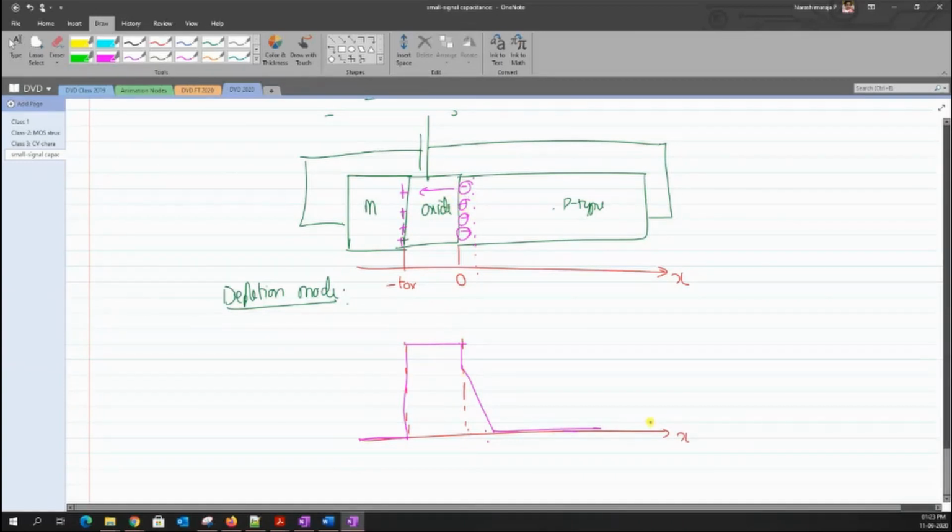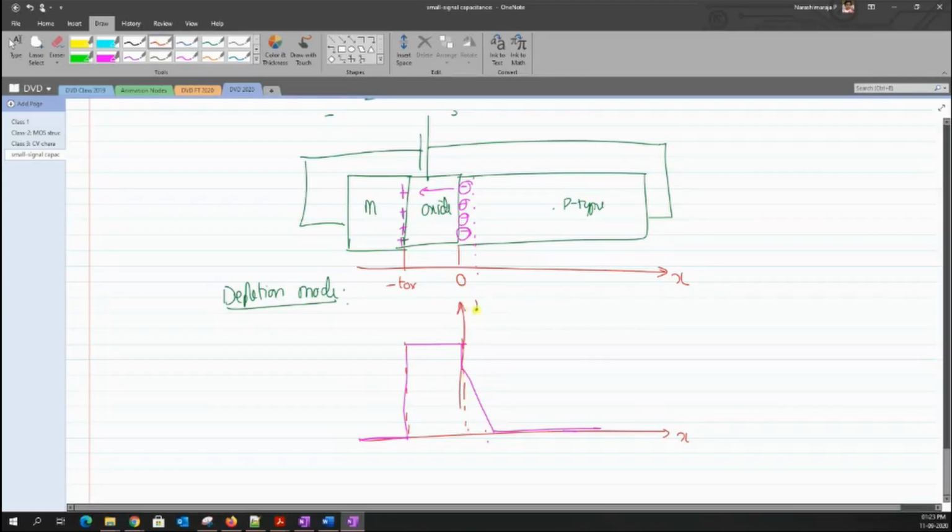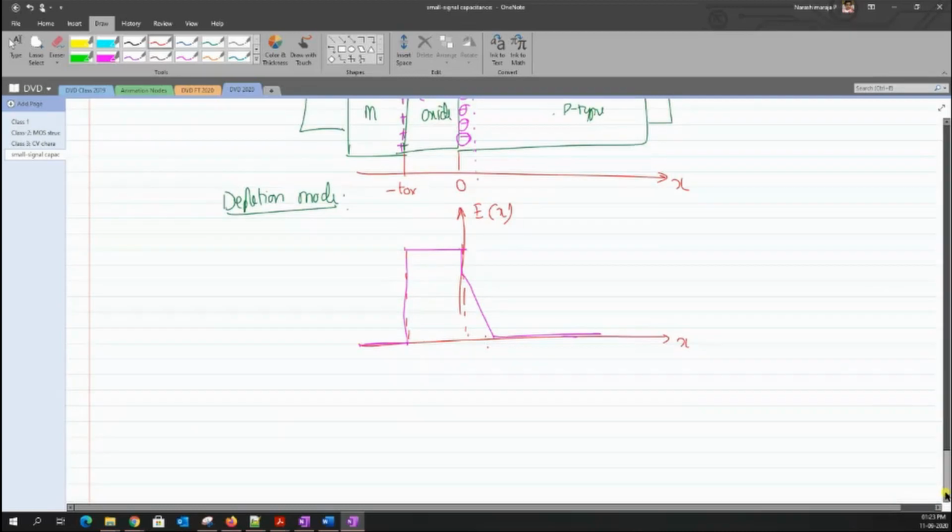I will not go much more technical because this is not really required for us, which is why I'm not talking too much about it. But in case you're interested, we can discuss it, or I can share the material. So this was our electric field.